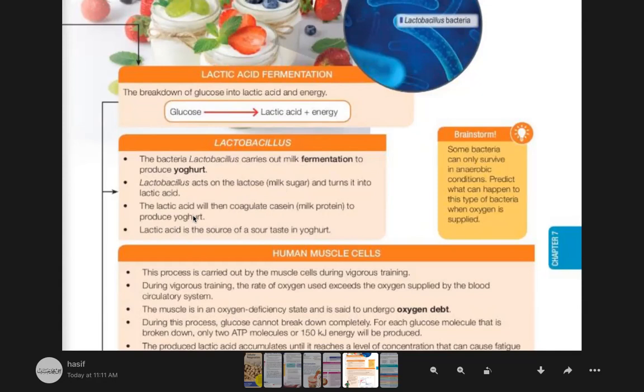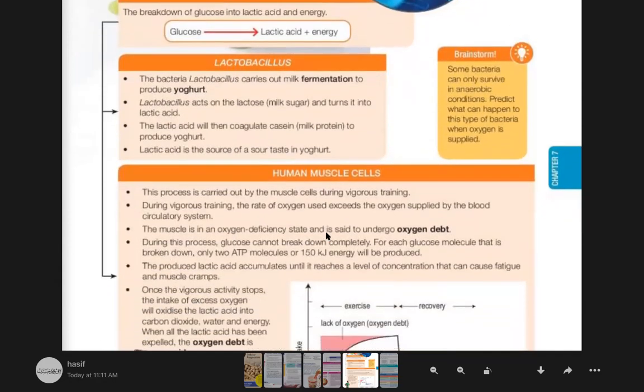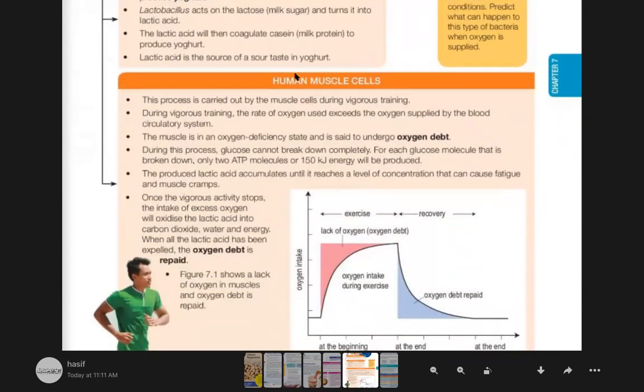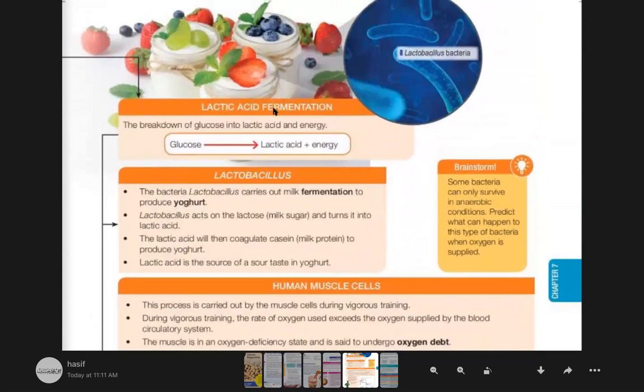Sebab itulah bila awak makan yogurt awak rasa masam. Sebab apa? Sifat asid tu adalah masam. Boleh faham? So lactic acid is the source of the sour taste in the yogurt. Okay, so this is the first example. The next example is human muscle cell ataupun animal muscle cell. Boleh either way. Okay, so ingat human muscle cell also will carry out lactic acid fermentation.